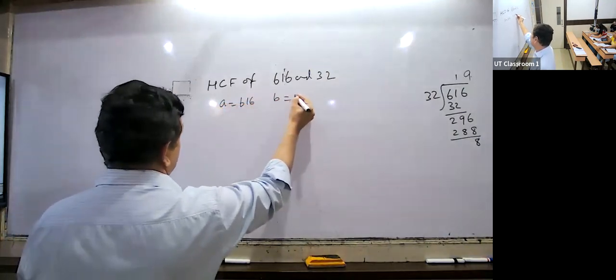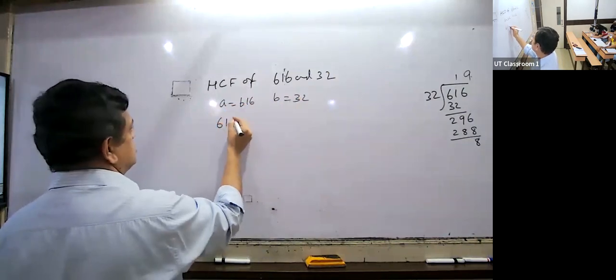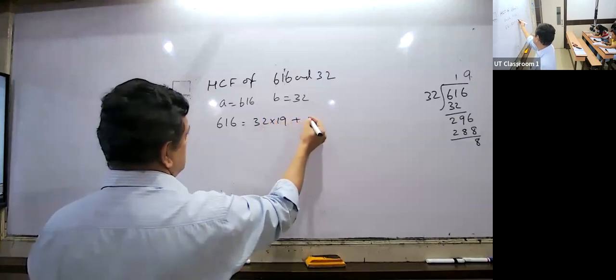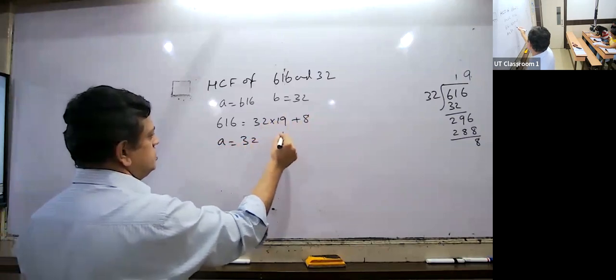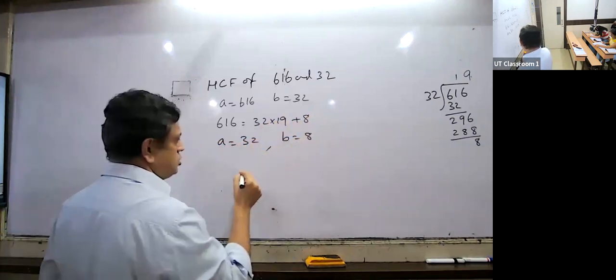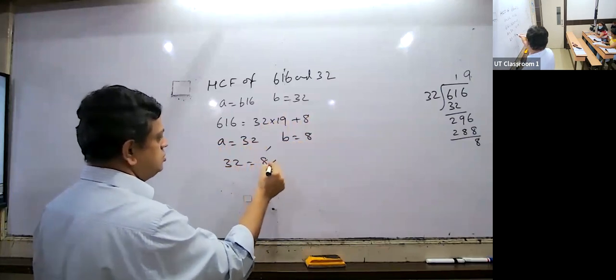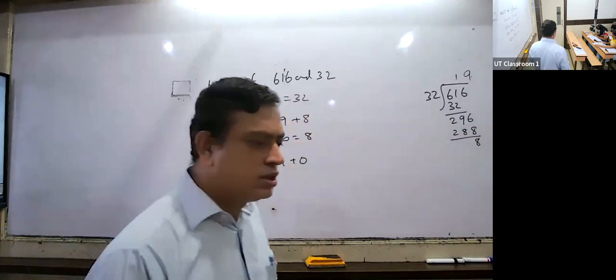B, A, you all are not practicing. Just keep on coming. 616 is equal to 32 into 19 plus 8. Now, what is the value of A? 32. B is equal to 8. Should I divide and show? 32 is equal to 8 into 4 plus 0. So the last value of B is the HCF.